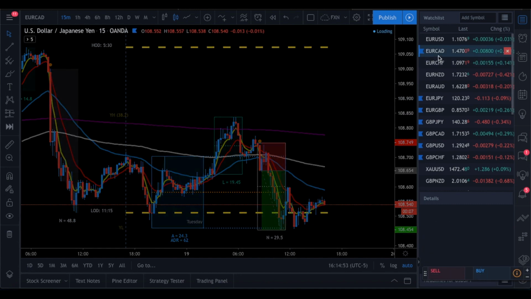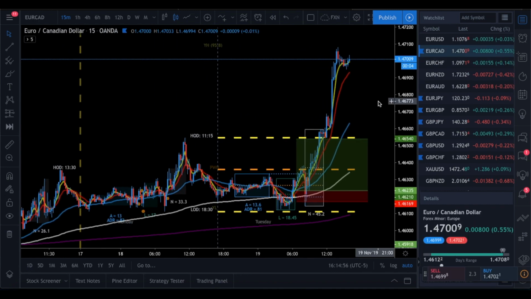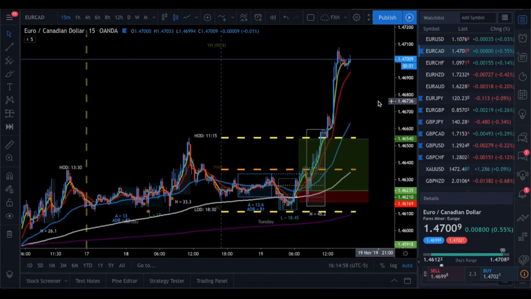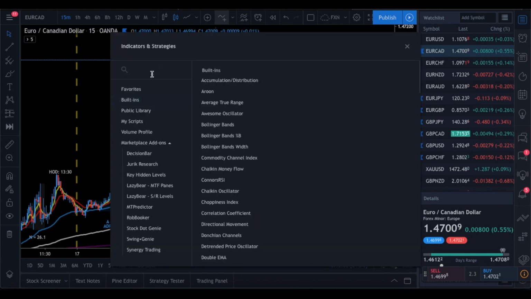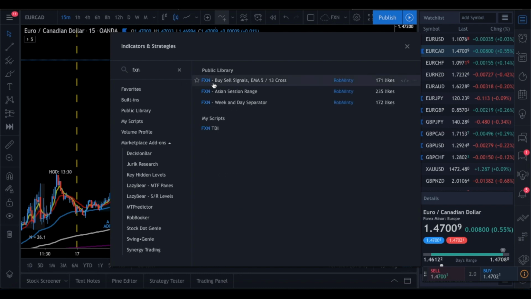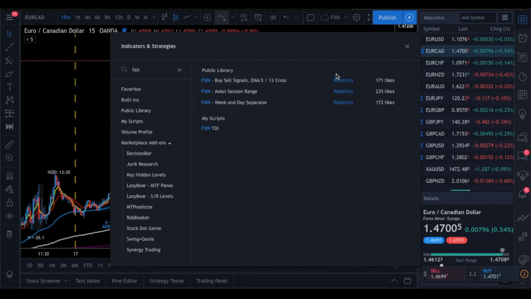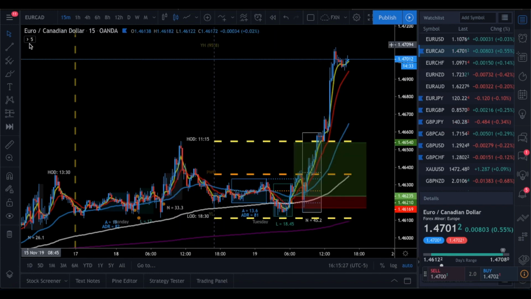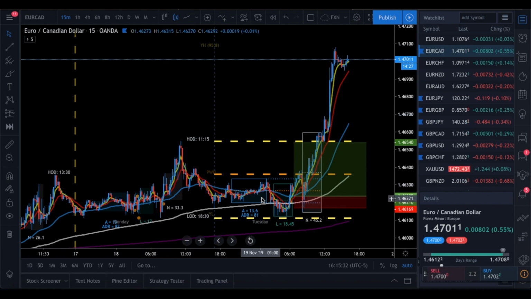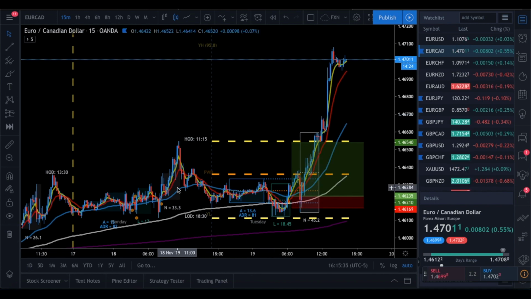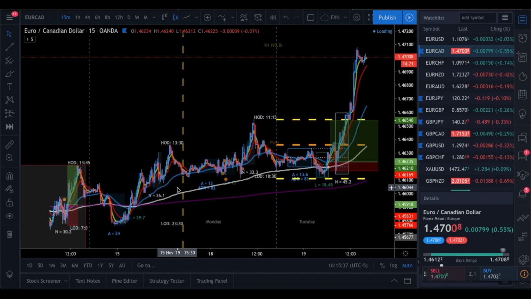All right guys, so let's start off with EURCAD. All right, and so first question is, how do you get the indicators? Guys, if you don't know how to get the indicators, simply all you have to do is just go up here to the indicator list, literally just type in FXN, and these three indicators will come up. So if you have not added the indicators, or if you haven't gotten the latest updates, all you have to do is just delete the indicators. So go to the list here and just delete them all, and then basically re-add them back to your chart as we've added new things to these indicators.